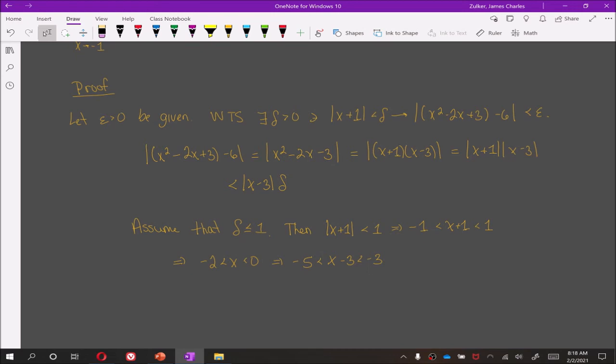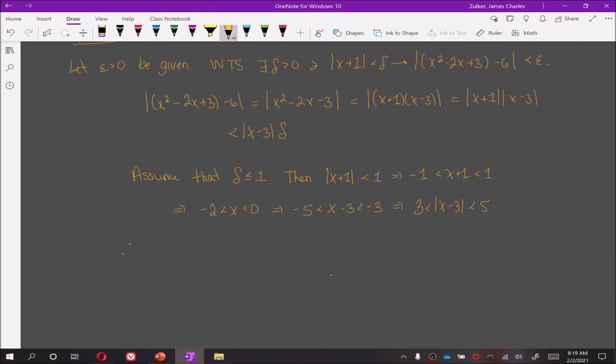Keep it that way. This would mean that the absolute value of x minus 3 is going to be between 3 and 5. Right? Which means that the absolute value of x minus 3 is less than 5. That's the important piece here.